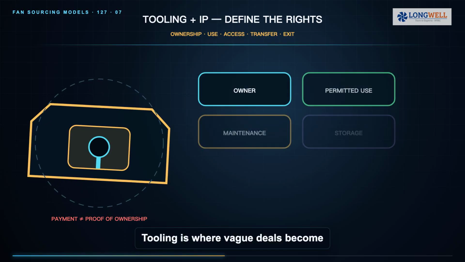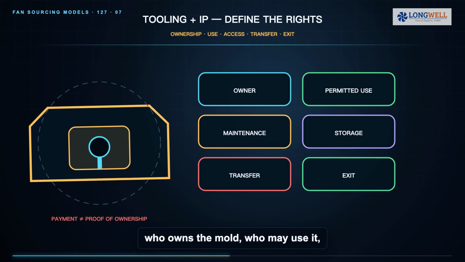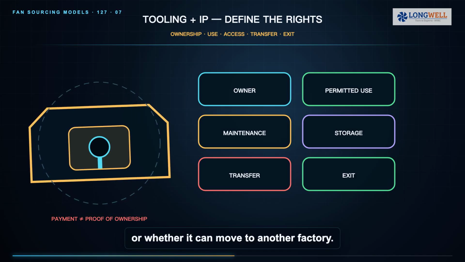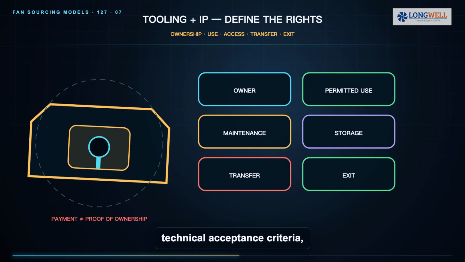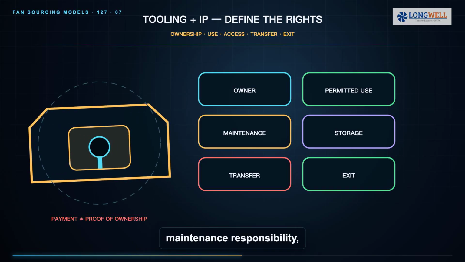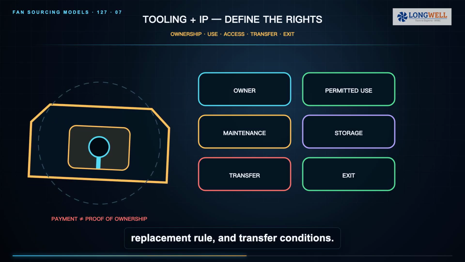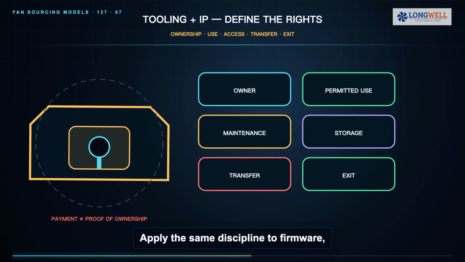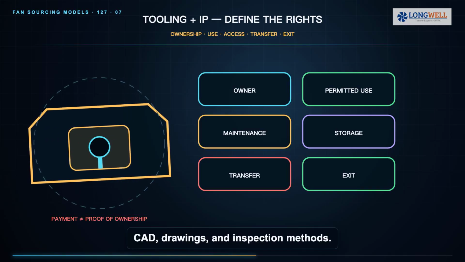Tooling is where vague deals become expensive. A mold invoice alone does not prove who owns the mold, who may use it, or whether it can move to another factory. Record the tool number, technical acceptance criteria, useful life expectation, maintenance responsibility, storage location, access rights, replacement rule, and transfer conditions. Apply the same discipline to firmware, test fixtures, source files, CAD, drawings, and inspection methods.